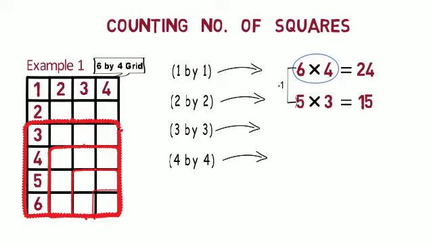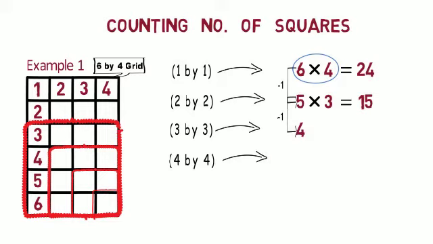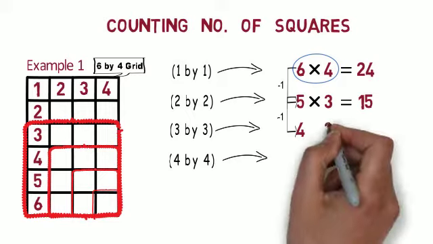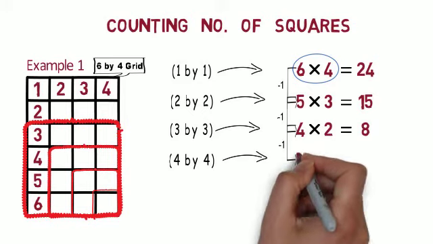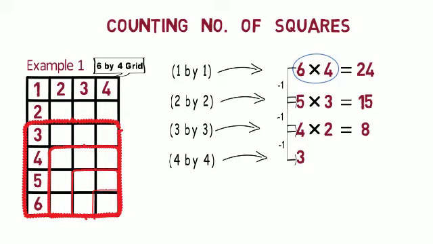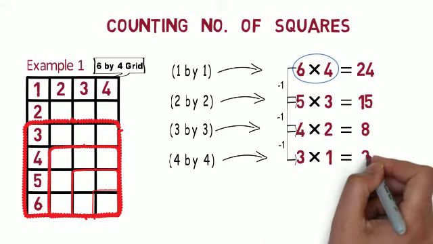To find out the number of 3 by 3 squares, reduce 5 by 1 to get 4 and reduce 3 by 1 to get 2. Now multiply 4 and 2 to get 8. Lastly, to get the number of 4 by 4 squares, reduce 4 by 1 to get 3 and reduce 2 by 1 to get 1. Now multiply both these numbers to get 3.